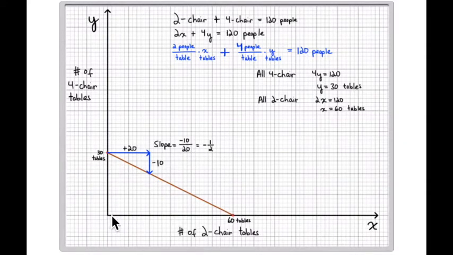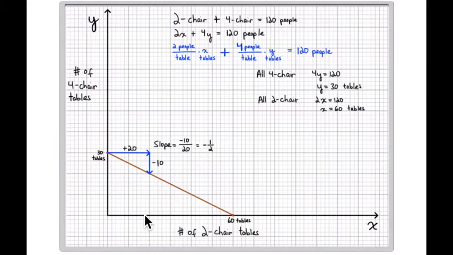So every time I increase x by 2 tables, I have to decrease y by 1 table, because if I increase x by 2 tables, I can seat 4 more people. I decrease y by 1 table, I can also seat 4 fewer people. So I always have to keep that number of people balanced. This is where you use a standard form of the equation to keep the number of tables for x and the number of tables for y balanced to always be able to seat 120 people. So if I increase x, I have to decrease y. That is why the slope, by the way, is a negative 1/2, because you have to decrease y if you increase x.